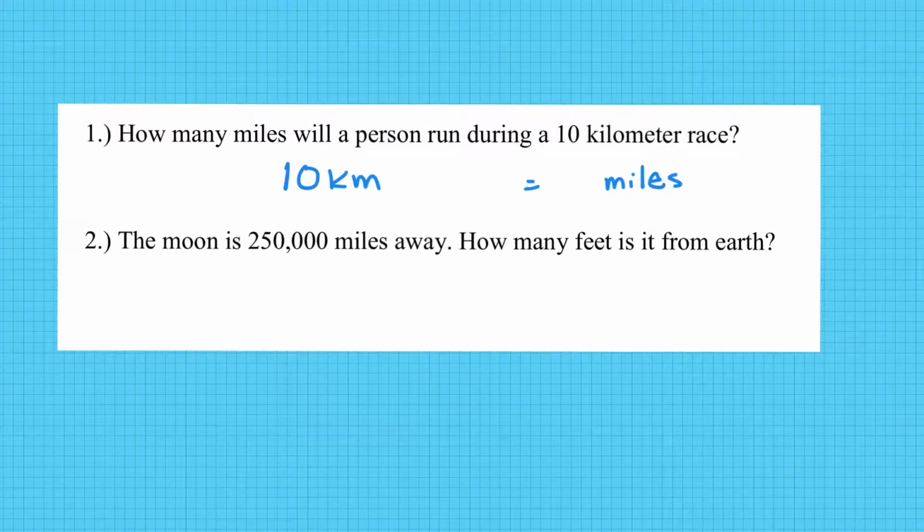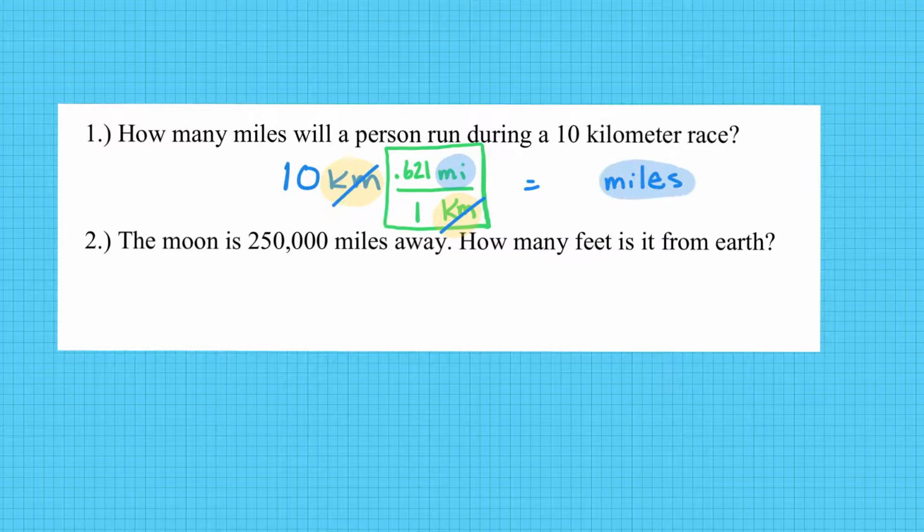The first one: how many miles will the person run in a 10-kilometer race? So the first thing we want to do is change kilometers to miles. We want to make sure that the kilometers are across from each other, so those units cross out and the miles are going to pop out. If the number is on top, you would multiply, and if the number is on bottom, you would divide. So your answer in this case would be 6.21.